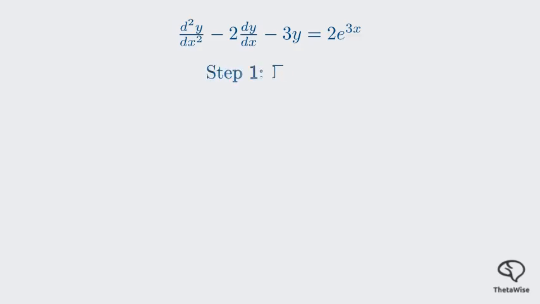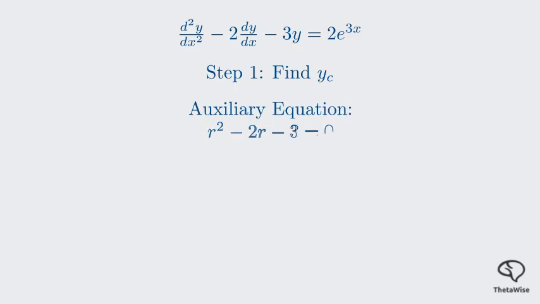Step 1. Find the complementary function, yc. To do this, we first find the auxiliary equation. We do this by replacing the second derivative with r squared, the first derivative with r, and y with a constant. We also set the right-hand side to 0. This gives us the auxiliary equation: r squared minus 2r minus 3 equals 0.